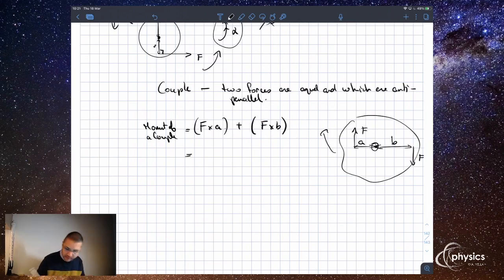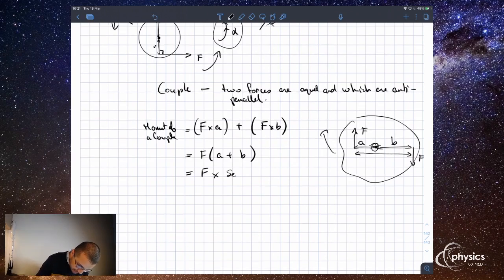As you can see, since F is the same, because this is a couple, so they are equal in magnitude, I can put F common, so out of the bracket. So F into A plus B. Remember that A plus B is this distance. So actually, in order to find the moment of a couple, you either find the moment of each force and add them together, or else what you can do is multiply the magnitude of one of the forces times A plus B, the separating distance between the forces of the couple.